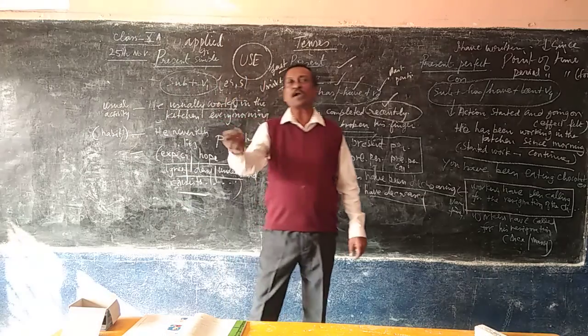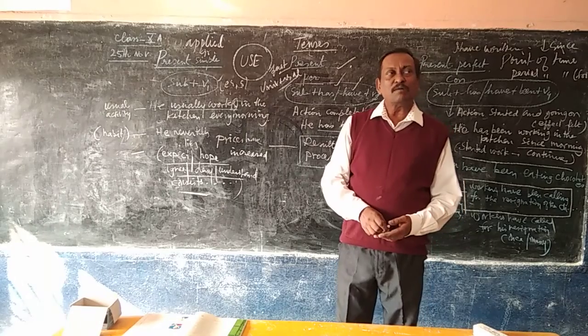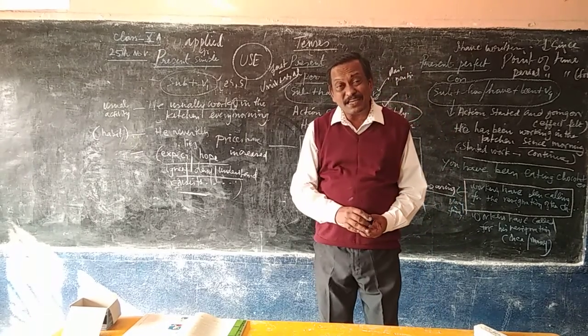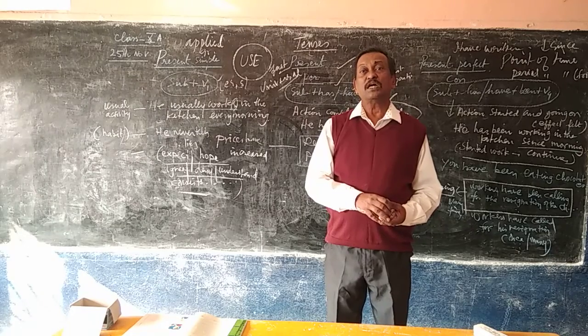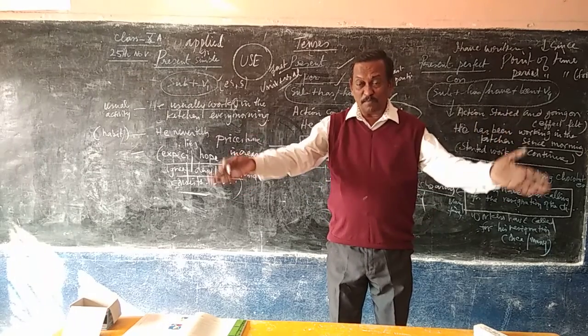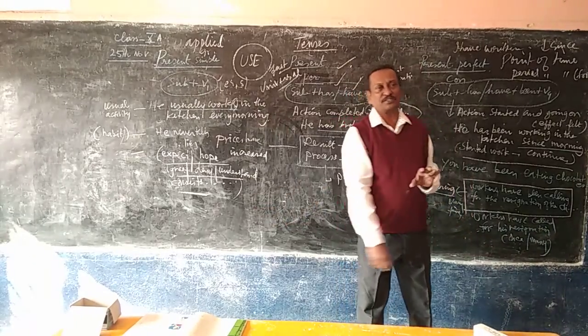Consists. Present simple. Water consists of hydrogen and oxygen. Correct. It's a universal truth. But if you say water is consisting of hydrogen and oxygen, that is wrong. Comprises. This room comprises of 100 students. That means there are 100 students.